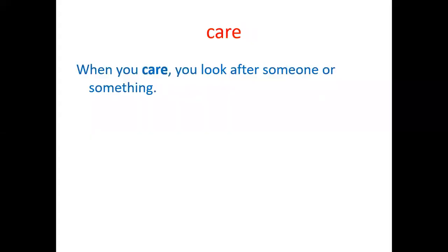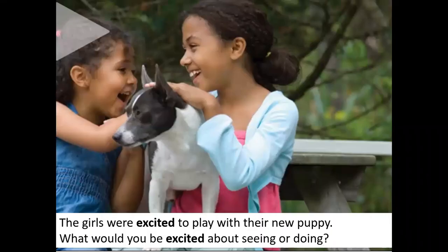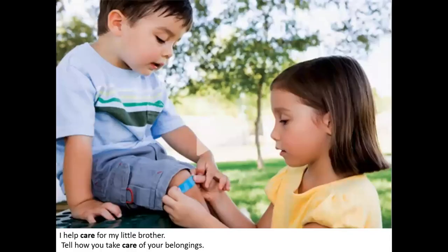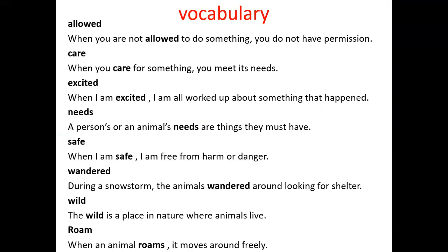Okay. Care. We read the sentence. Care. When you care, you look after someone or something, or you meet its needs. So when you care for something, you will meet its needs. Like I help care for my little brother. Tell how you take care of your belongings. I take care of them by asking about them, by loving them, and looking after them or meeting their needs.